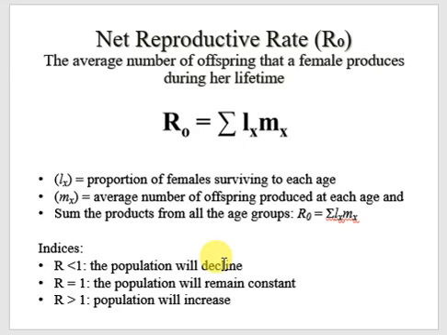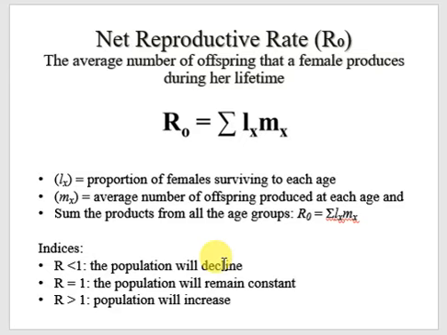And this measure is an indication of whether a female will replace herself in a population. Once she passes, what's the likelihood that there will be an offspring that she has yielded that will serve to replace her in the population?